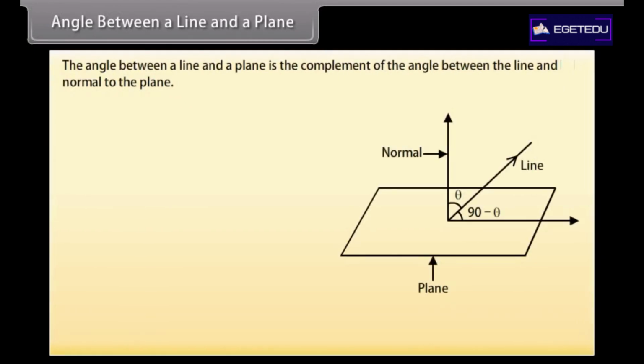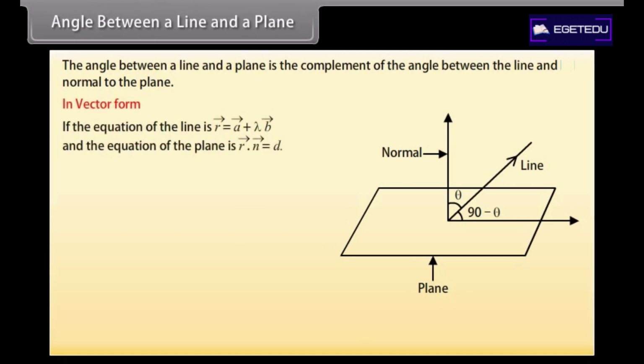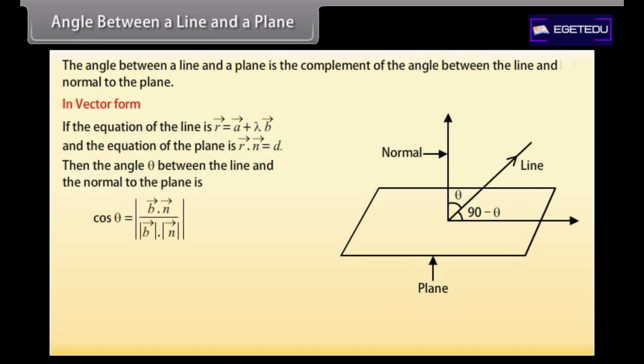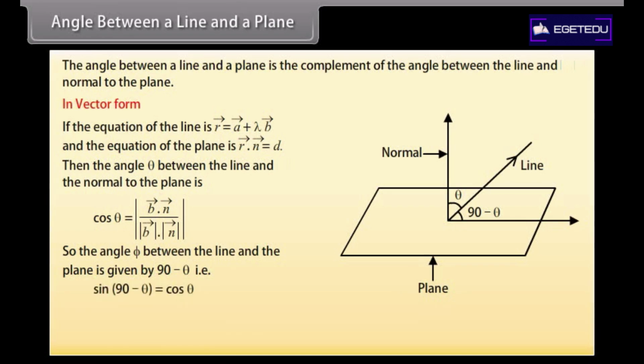Angle between a line and a plane. The angle between a line and a plane is the complement of the angle between the line and the normal to the plane. In vector form, if the equation of the line is vector r equals vector a plus lambda vector b, and the equation of the plane is the dot product of vector r and vector n equals d, then the angle theta between the line and the normal to the plane is given by cos theta. So the angle phi between the line and the plane is given by 90 minus theta, that is, sine of 90 minus theta equals cos theta.